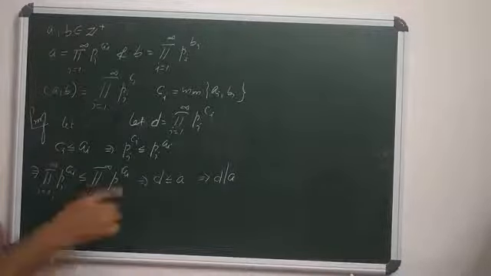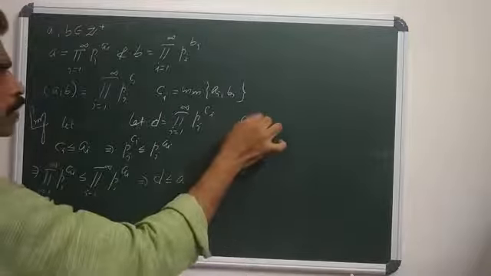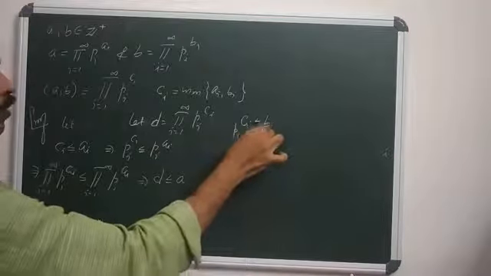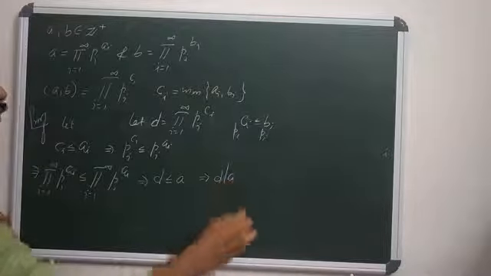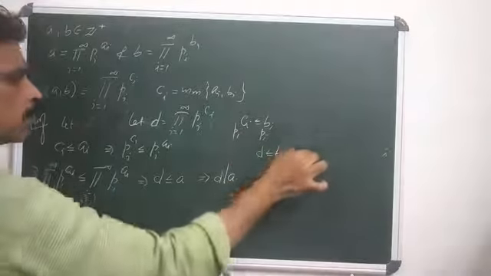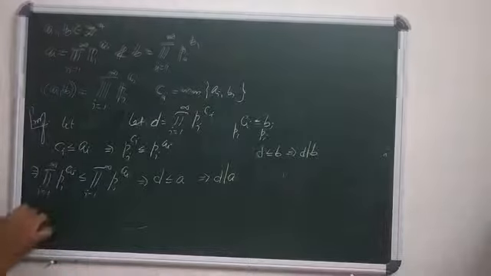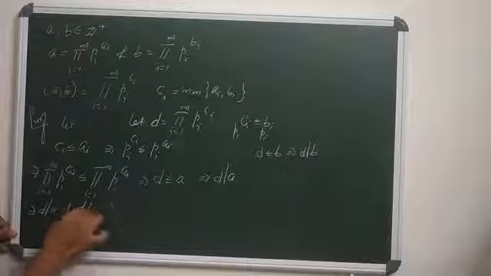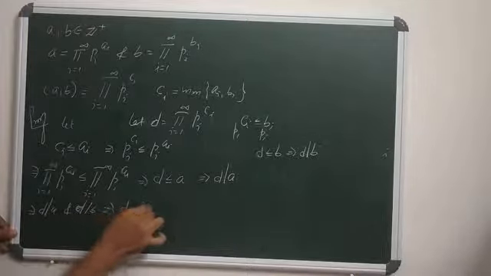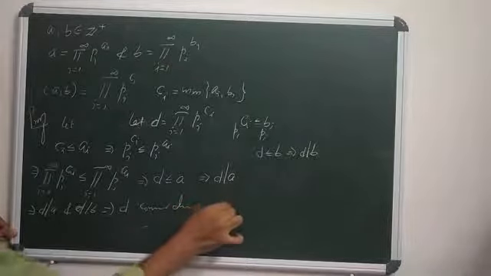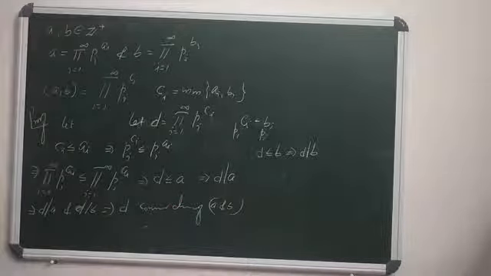Similarly, by the choice of ci, we have ci less than or equal to bi. Then the product of pi power ci is less than or equal to the product of pi power bi. So finally d is less than or equal to b, which implies d divides b. That means d divides a and d divides b, so d is a common divisor of a and b.